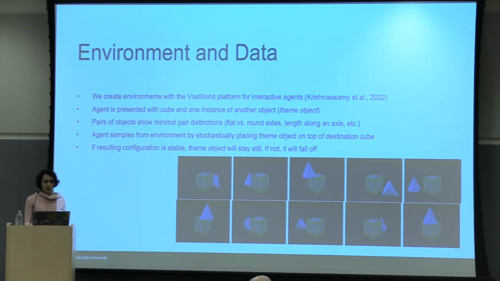We do have two agents. One is a stochastic agent, the other one is a real agent. The stochastic agent would try to stochastically and randomly place one instance of the objects on top of the cube. If the resulting configuration would be stable, the theme object would stay still. Otherwise, it would fall off.